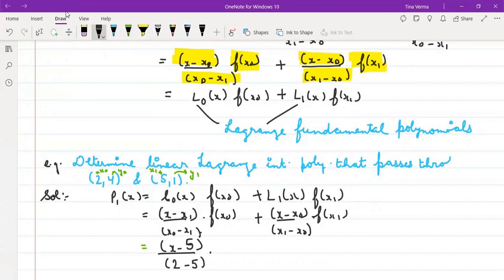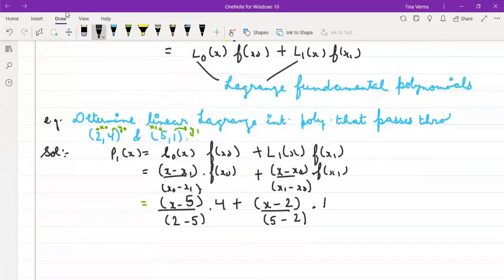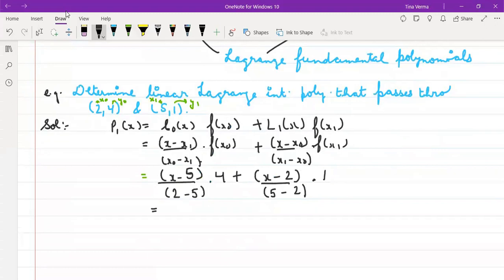What is the function's value at x naught? 4. So you have 4 over here, plus x minus x naught, where x naught is 2, divided by x1 minus x naught, that means 5 minus 2, into the function's value at x1, so you have 1 over here. If you solve this expression, it comes out to be minus x plus 6. So this is your polynomial.